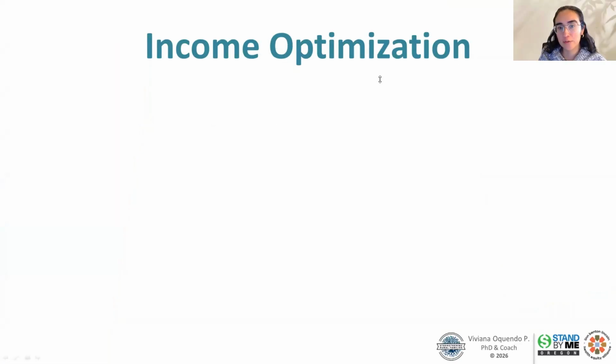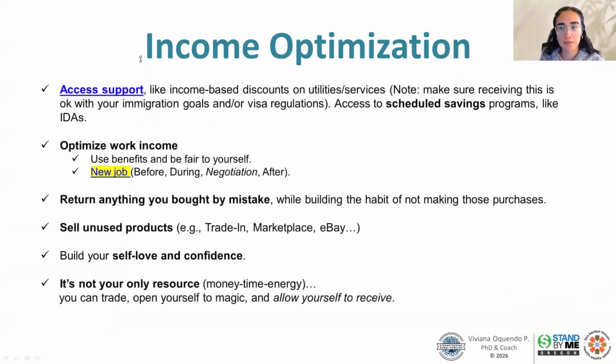And then we have ways to optimize our income. There are different ways. For instance, accessing support, like if we have income-based discounts or services. And here I want to really highlight, I have seen a lot of people that I have worked with one-on-one. Sometimes people feel bad about using services or programs that are created for a target population they fall into, because they feel that they are not as bad off as other people and that maybe they are taking away resources that other people would need more.